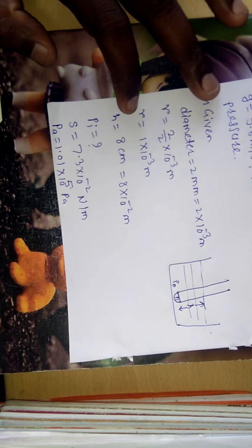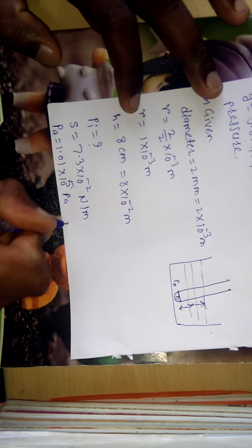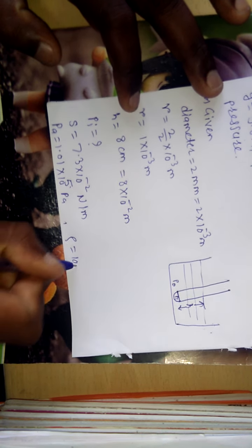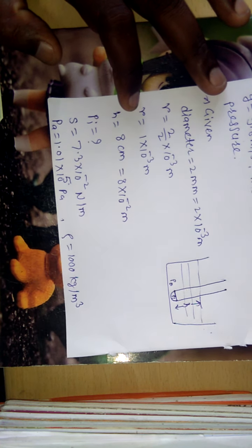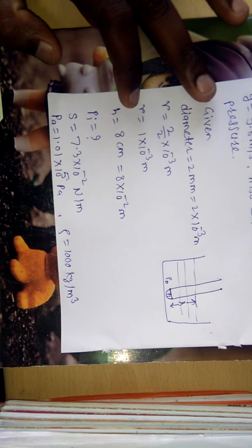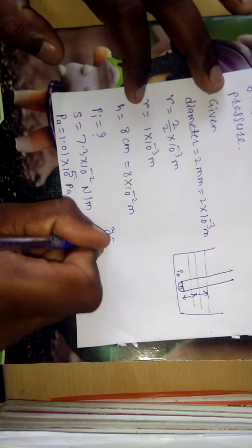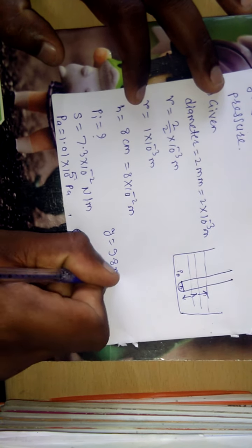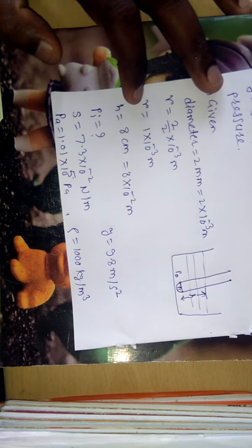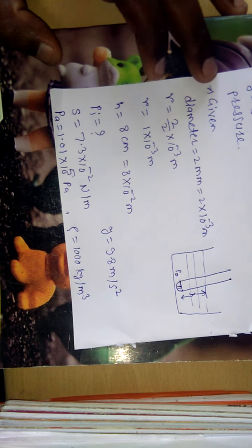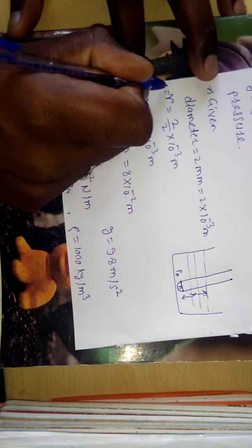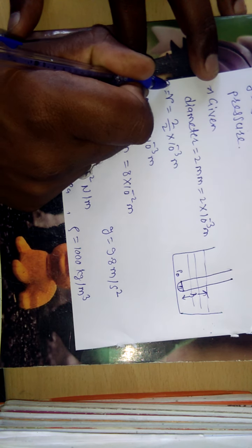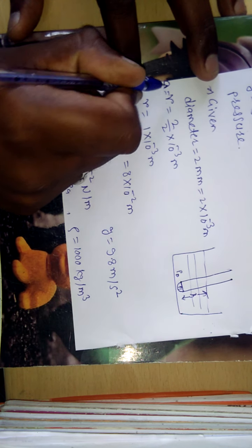Also they are giving the density of water, rho, is 1000 kg per meter cube, and the acceleration due to gravity g is 9.8 meter per second square. These are all the given quantities. Now this is the radius a, that is, the radius of the capillary tube is equal to the radius of the bubble.